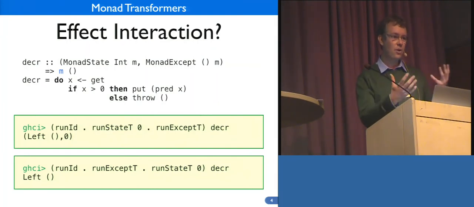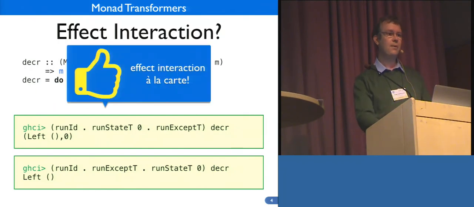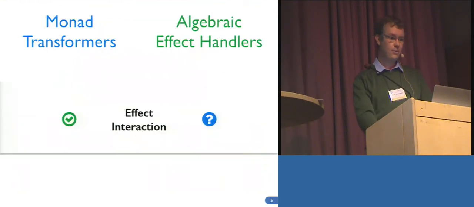Okay? So we have a choice here in which way we have an interaction between the two effects by running the transformers in a different order. So that's very flexible. That makes it easy to control the interaction between the two effects. And that's a very nice property of monad transformers. So we want to make sure that this property is also preserved with effect handlers.